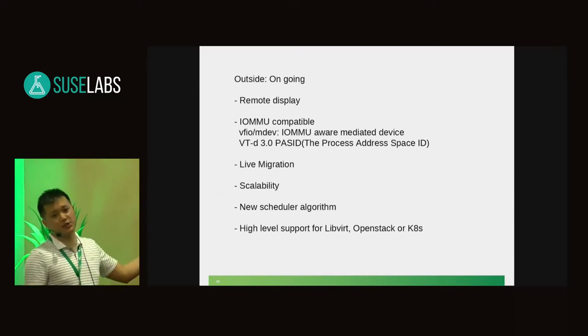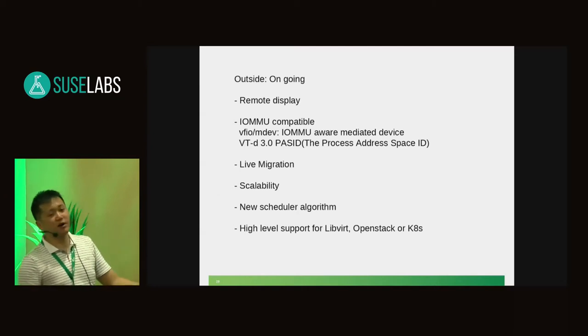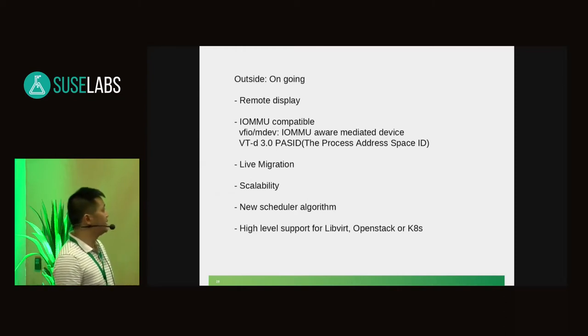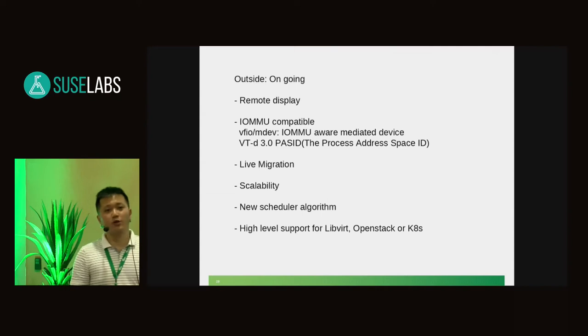There's a patch showing on the kernel now, and the other part is live migration. Intel could support it already. Nvidia only supports it from some commercial partners, like VMware, Xen Server, Hyper-V, and they also need a new scheduler algorithm. Then there is the high-level support. It would be better if libvirt could create this MDEV directly, not like we manually create it and then copy that UUID to libvirt to make it work. The same idea applies to OpenStack and Kubernetes in the future, if they want to support this function.